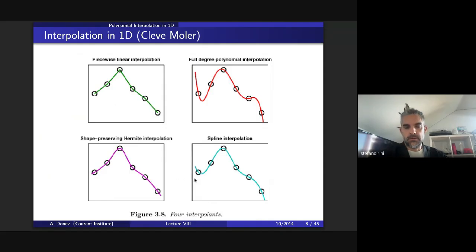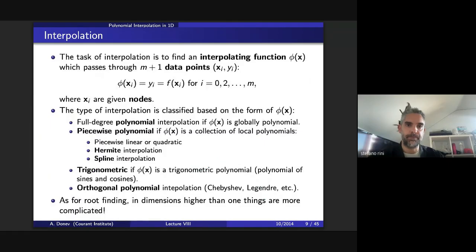And then, of course, you can figure out other interpolations which are meaningful to you. So, for example, the spline interpolation is something which is very commonly used in computer graphics. What you do is that you impose that the first and the second derivative at the node on the left-hand side coincide with the right-hand side, so that the function is continuous up to the second derivative at the nodes.